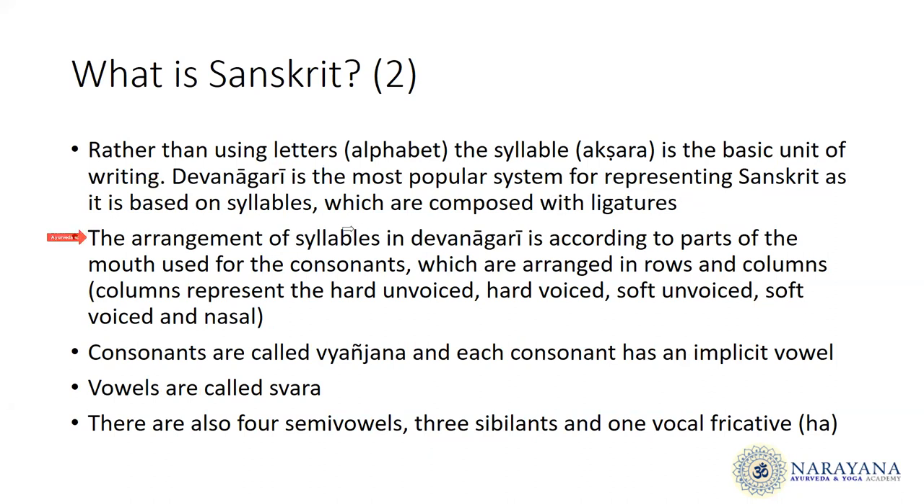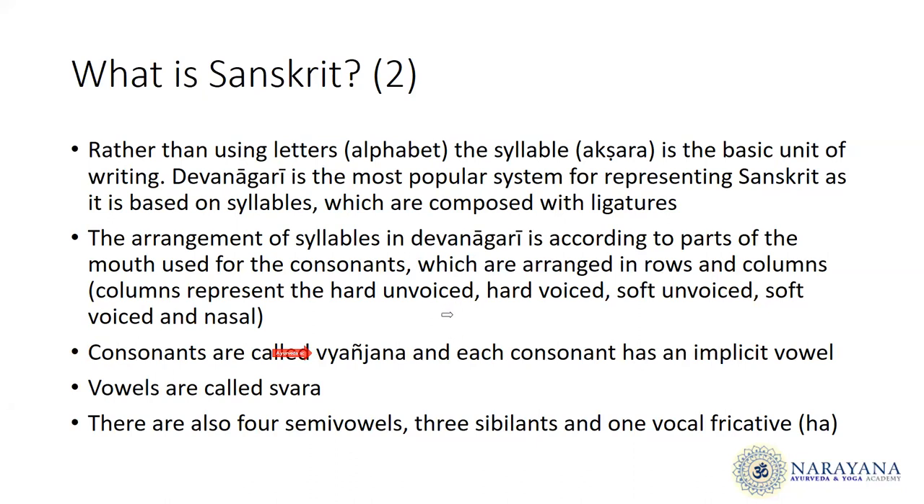But the arrangement of syllables in Devanagari goes according to the parts of the mouth used for the consonants. And the consonants are arranged in rows and columns. We have columns that represent hard unvoiced, hard voiced, soft unvoiced, soft voiced, and nasal. We're going to talk about that in just a minute here in one of the next slides, and that should hopefully make more sense. The consonants are called vyanjanan, and each consonant has an implicit vowel.